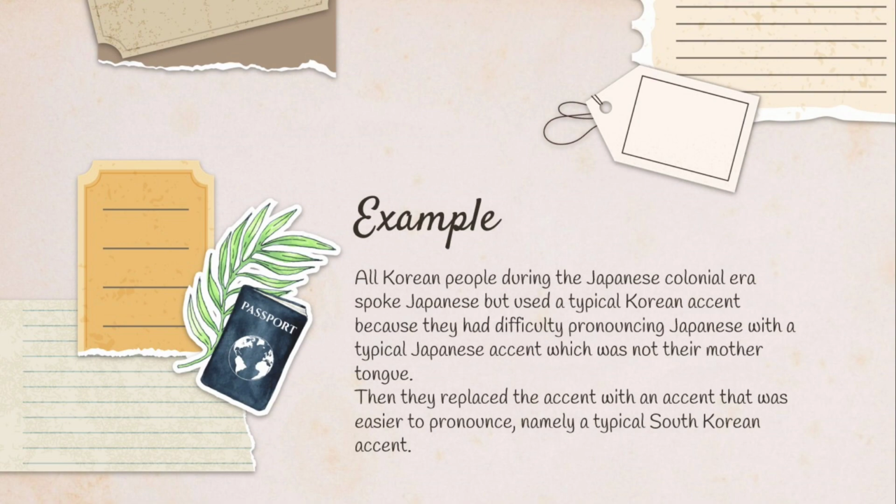Example: all Korean people during the Japanese colonial era spoke Japanese, but used a typical Korean accent because they had difficulty pronouncing Japanese with a typical Japanese accent, which was not their mother tongue. Then they replaced the accent with an accent that was easier to pronounce, namely a typical South Korean accent, like this video.